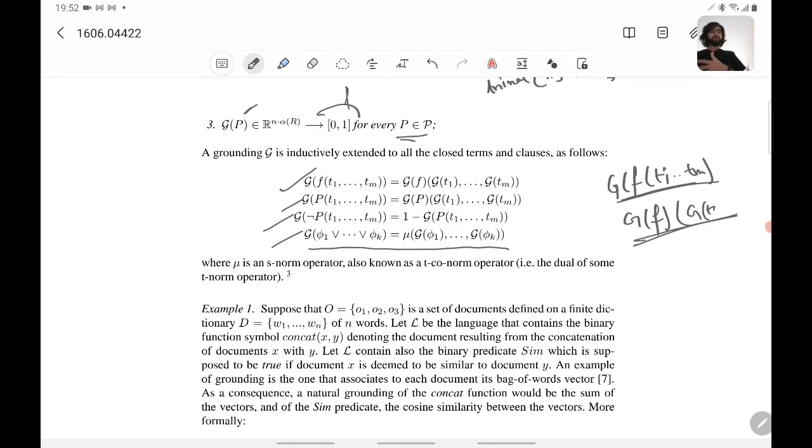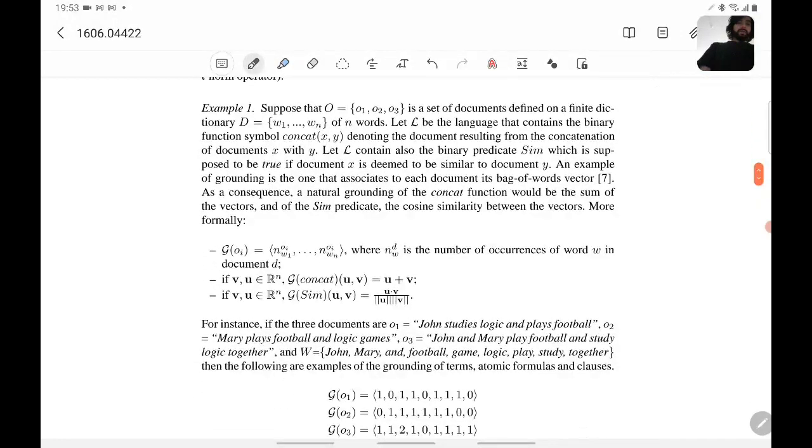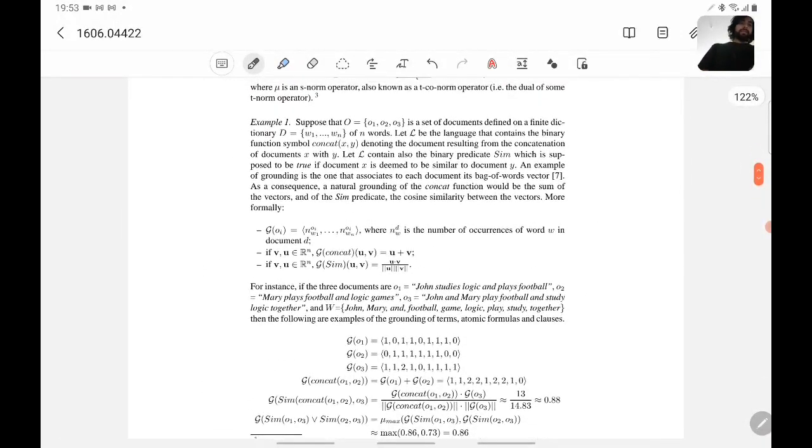So whatever the value is of the whole thing, it's given by an S-norm operator, which I think is a conjunctive normal form operator, which belongs to G. It will be the same as when the S-norm operator is applied over the grounding of each one of these closed clauses, right? So yeah.